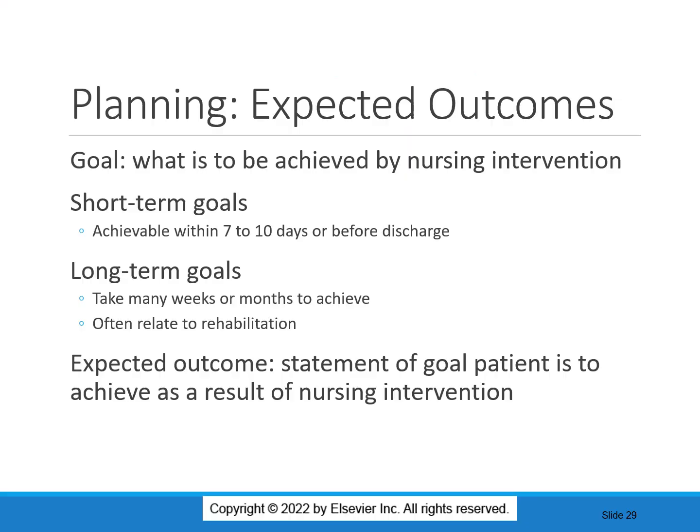A goal is a broad idea of what is to be achieved through nursing intervention. Short-term goals should be achievable within 7 to 10 days, whereas long-term goals could take weeks or months to achieve. Long-term goals will often relate to rehabilitation.